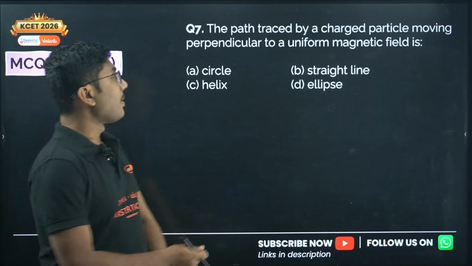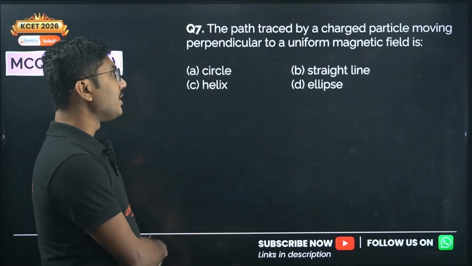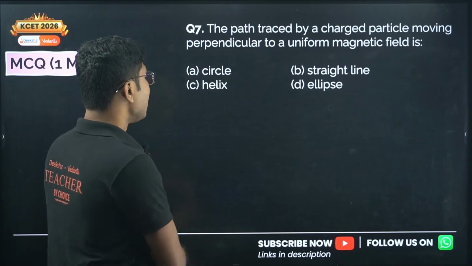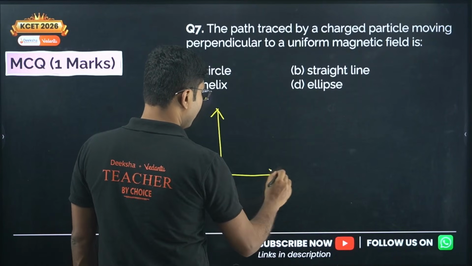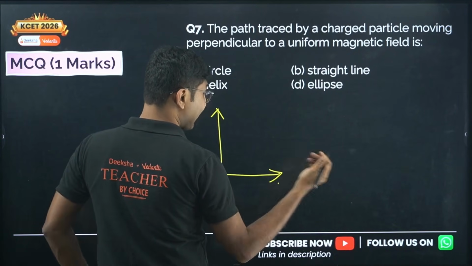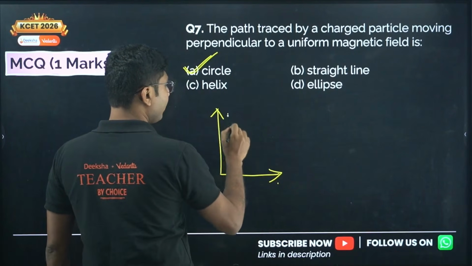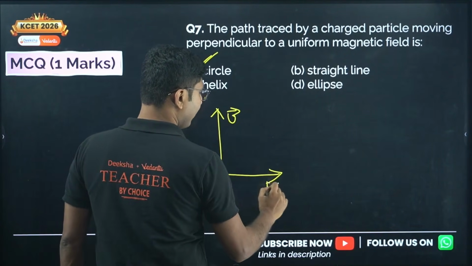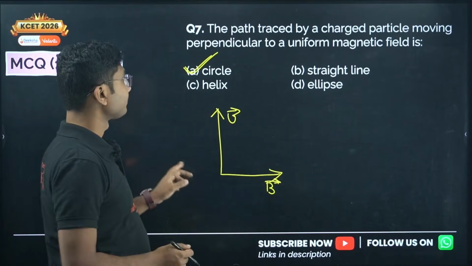In case they are perpendicular to each other, then it will be moving in a circle. Next, the path traced by a charged particle moving perpendicular to a uniform magnetic field is. So the force is QVB sine theta. Theta is 90 degrees, so definitely it will be a circle. Velocity and magnetic field, when they are perpendicular, give us a circular motion.